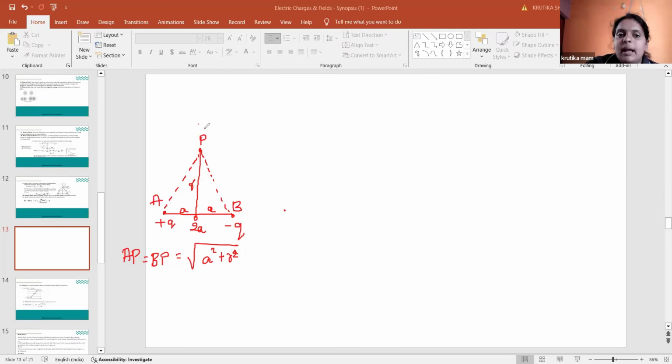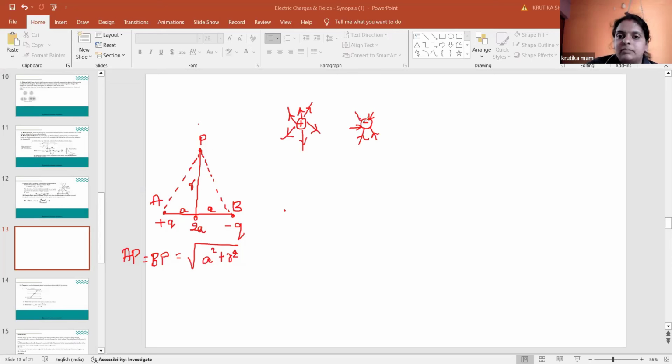Now what we need to see is, as we know from the day before yesterday's class, if you have a positive point charge, the electric field lines will be outward in direction. Suppose if you have a negative charge, the electric field lines will be inward in direction. The electric field lines are inward in direction.